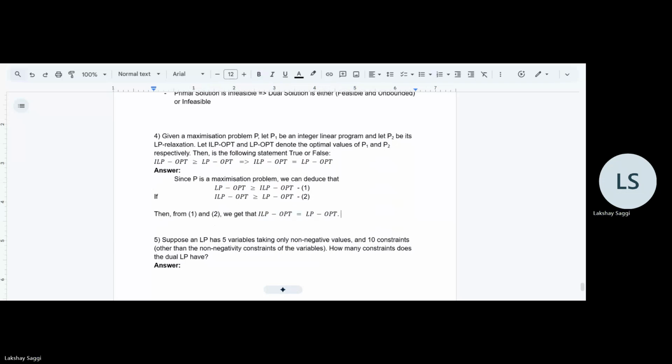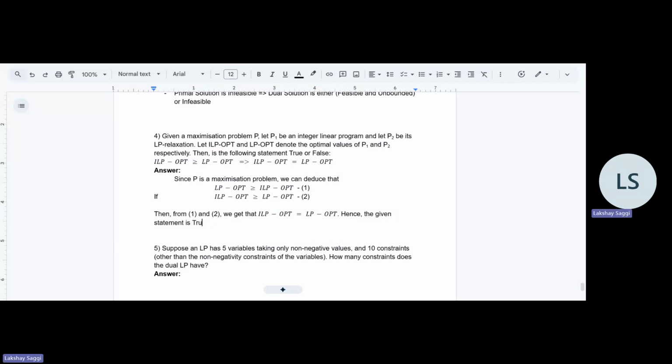And this is what is asked in the problem: ILP opt is greater than or equal to LP opt implies ILP opt is equal to LP opt. Which is true in this case. So hence the given statement is true. So the answer to this is true.